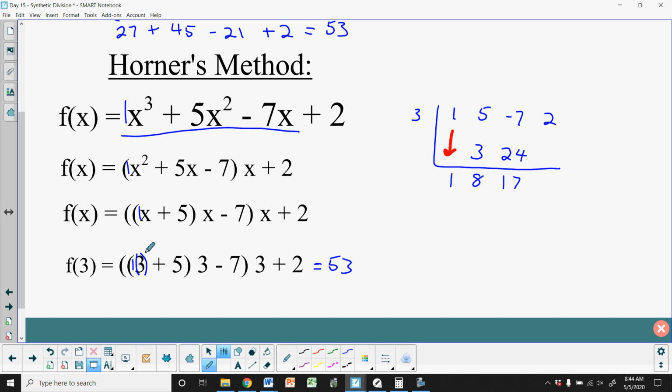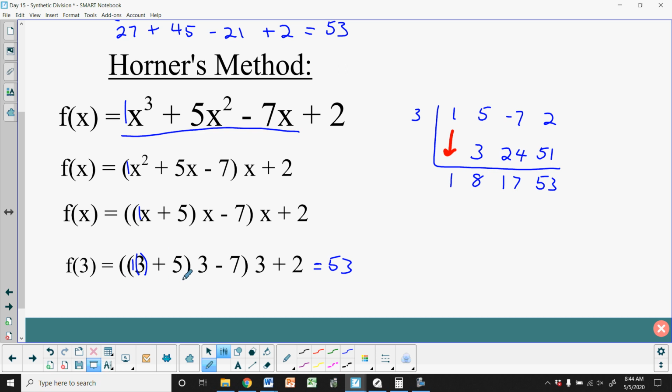And then what did we do with the 17? Then I had to multiply by 3. So I did 17 times 3. So 10 times 3 is 30. 7 times 3 is 21. So 30 plus 21, we get 51. So 3 times 17 is 51. And then we add 2 plus 51 is 53.